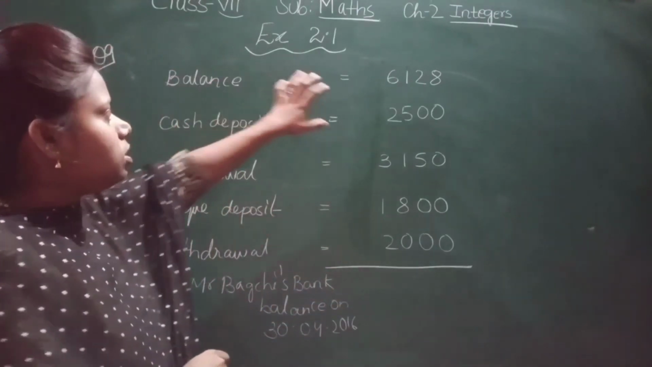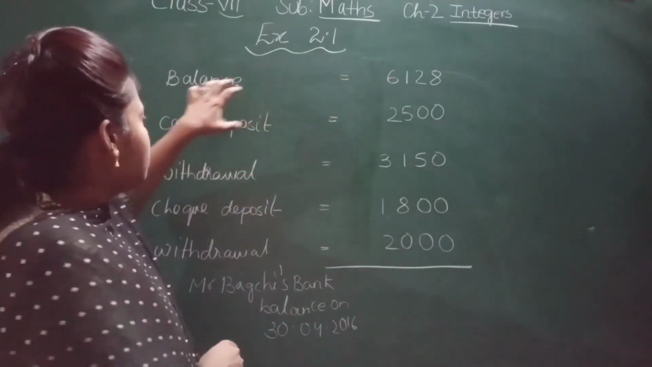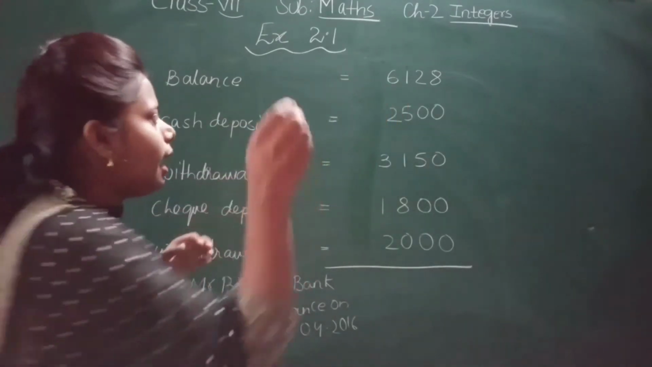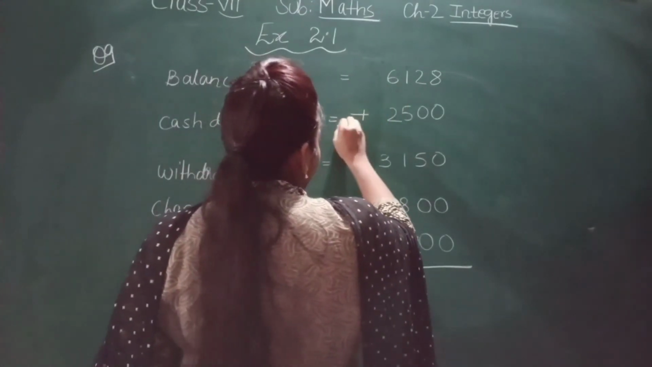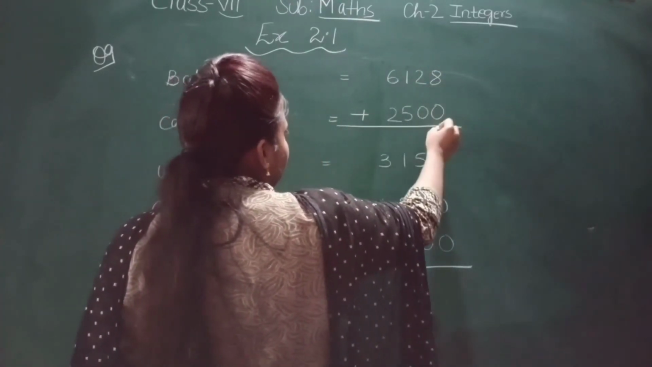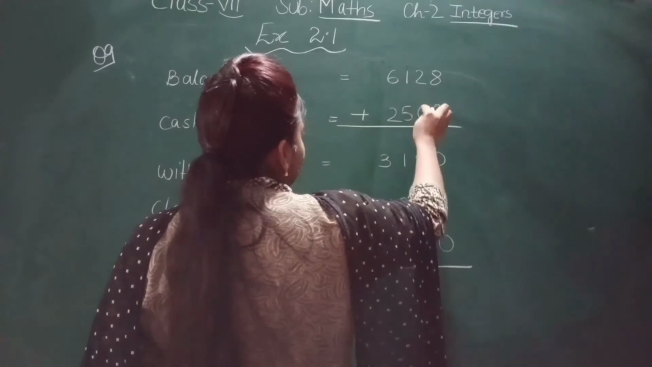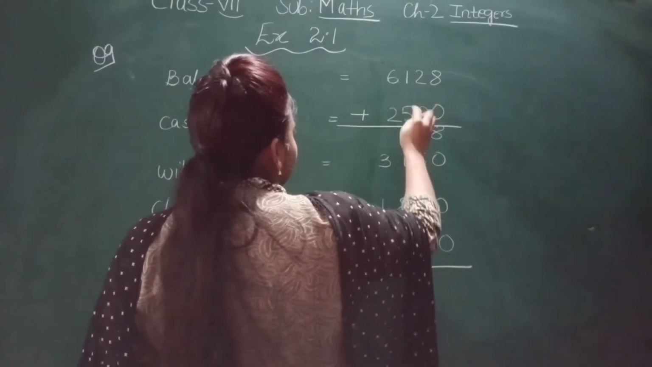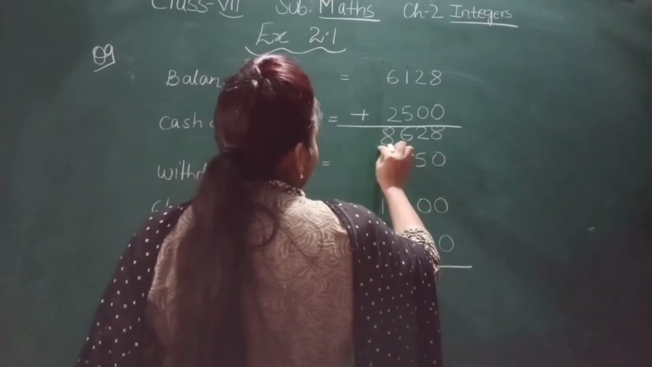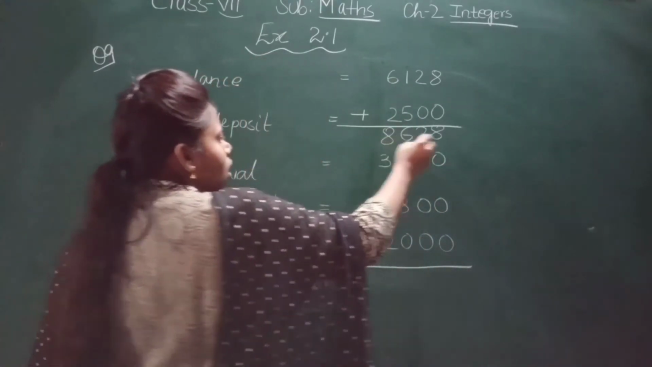The balance was 6128. Then he has done a cash deposit. That means what? You have to add. So we will add this. How much will we get? Let us add. 8 plus 0 is how much? 8. 2 plus 0 is 2. 1 plus 5 is 6. 6 plus 2 is how much? 8. So now the balance is this much. This is the balance.